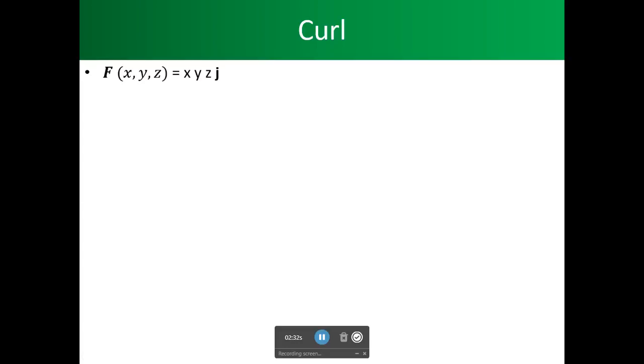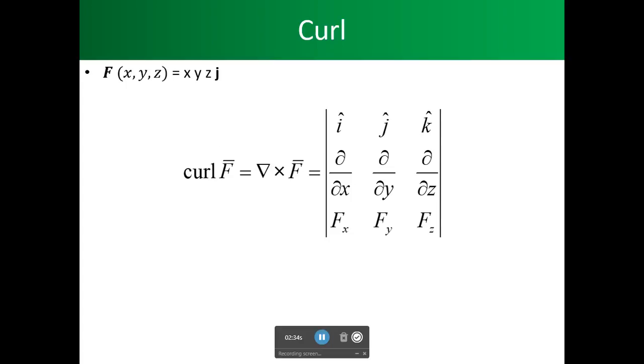Okay, let's look at this specific example. We have x, y, z all in one direction, just our j component. So that means we no longer have a component for f of x. We don't have a component for f of z. So the only component we want to look at is f of y.